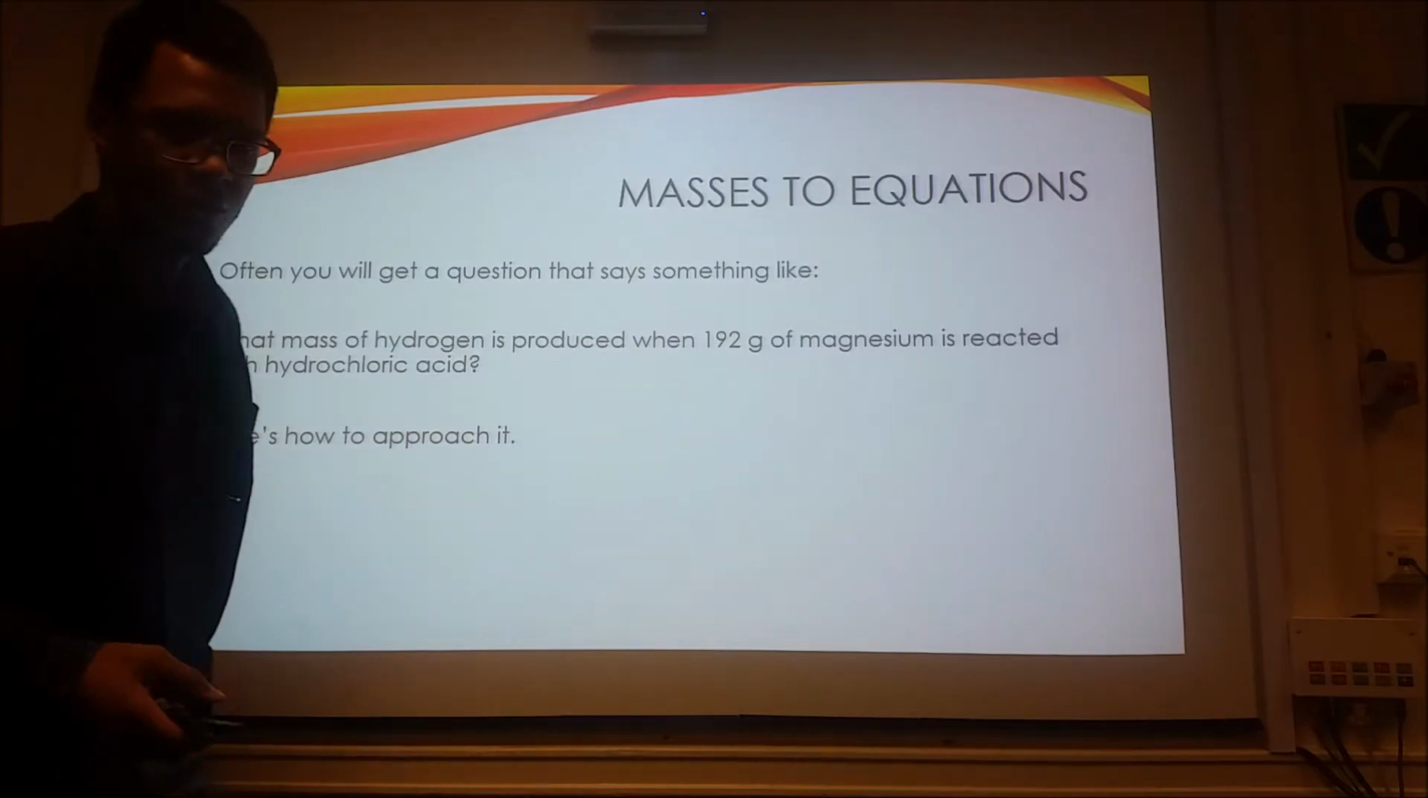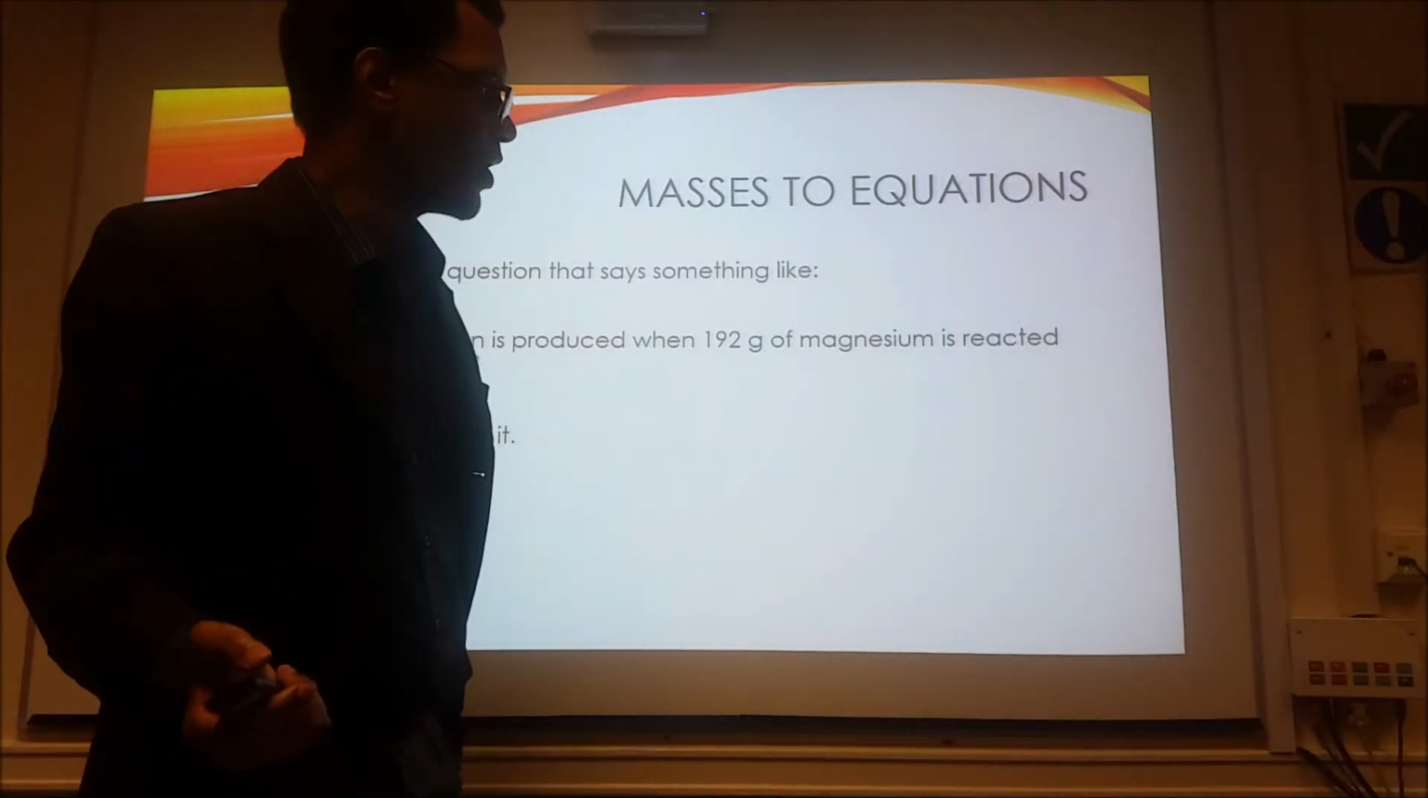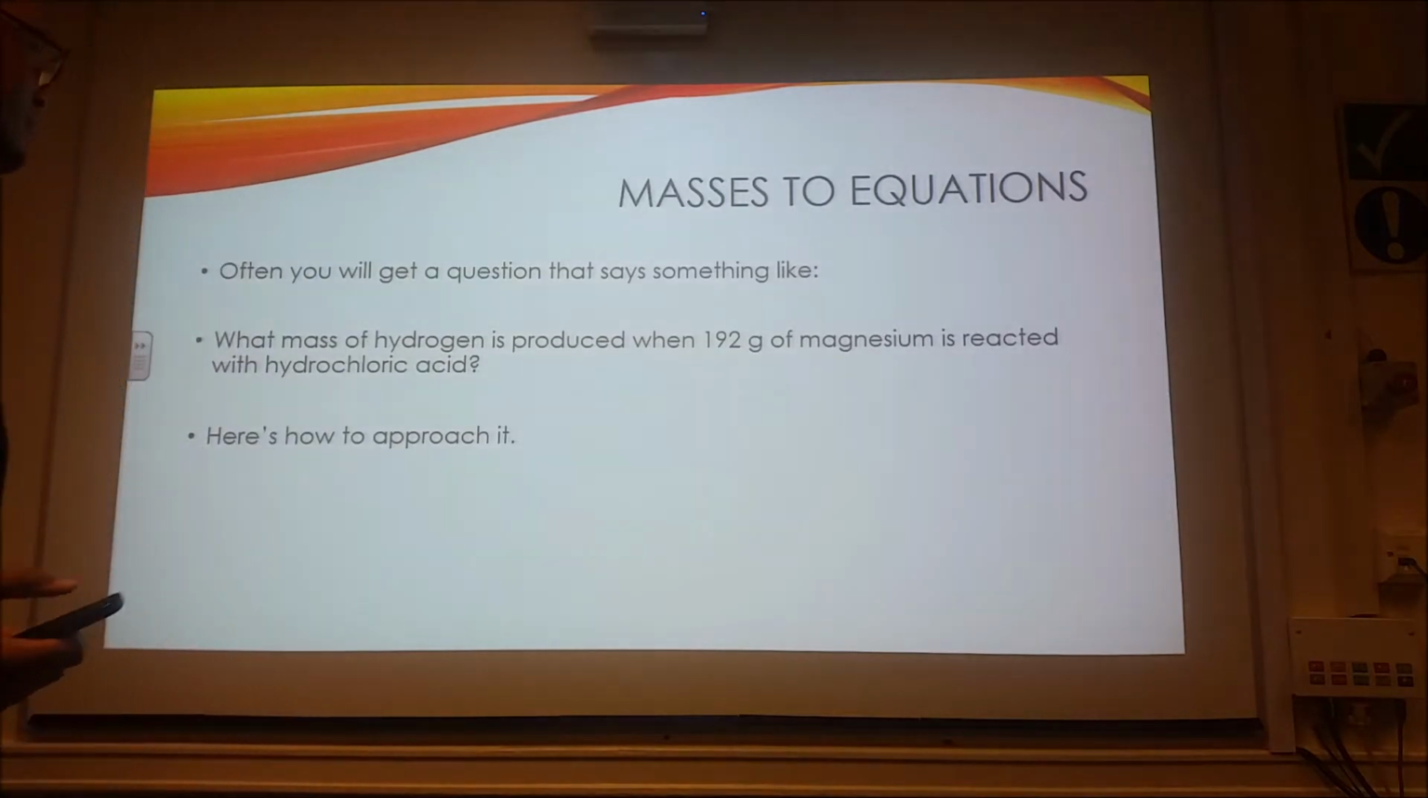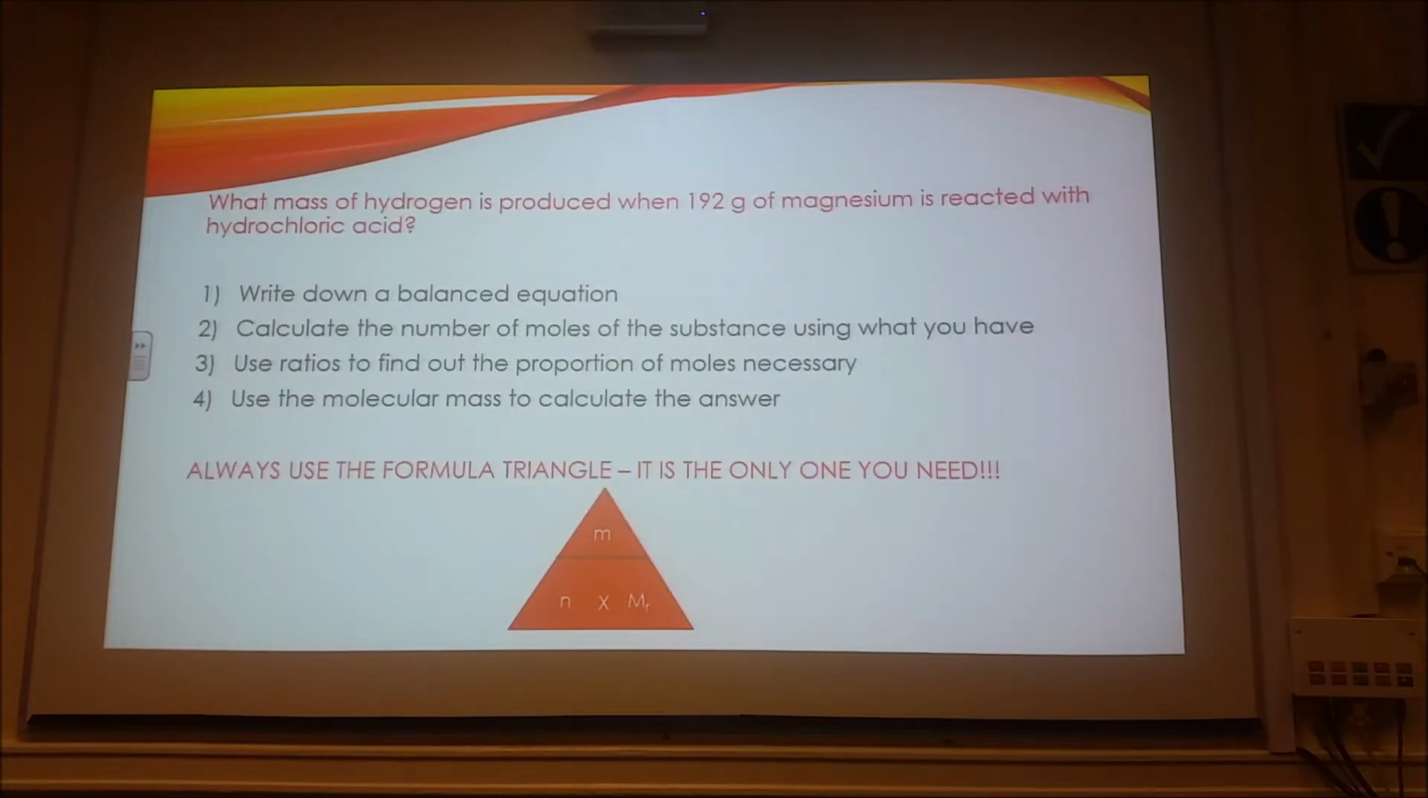So, what kind of questions do we get? Often, you get something like, what mass of hydrogen is produced when 192 grams of magnesium is reacted with hydrochloric acid? And you'd wonder, what does that mean and how to approach it? Well, let's break it down into 4 simple steps. So, I've got my question up there, and we've got these 4 simple steps.